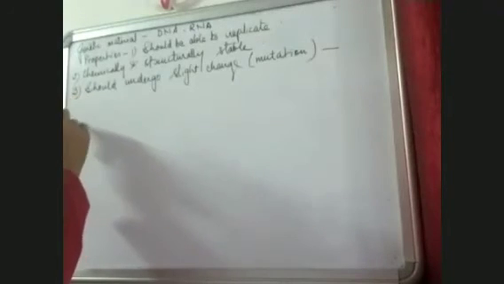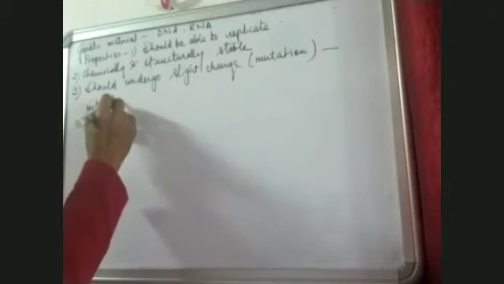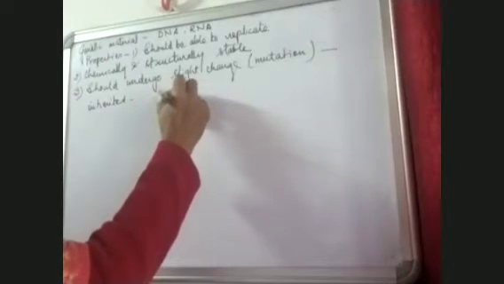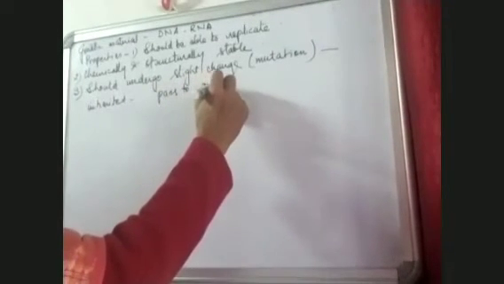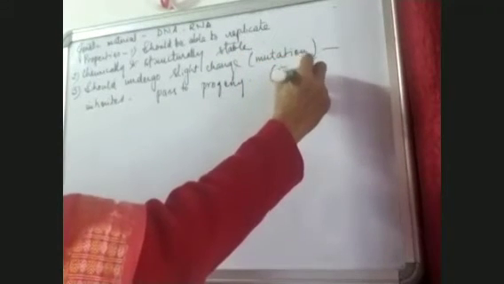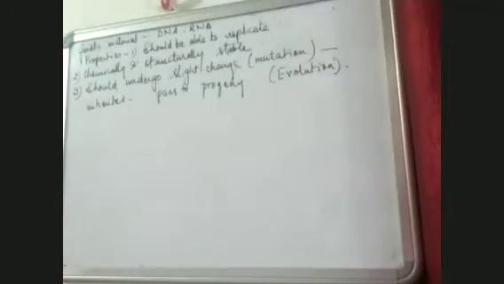As you know, if there are slight changes, those slight changes are important for evolution, and these mutations should be inheritable. That means they should pass to the progeny, and this is very important. These slight changes are very important for the process of evolution. If these slight changes will not be there, then the process of evolution will not take place.